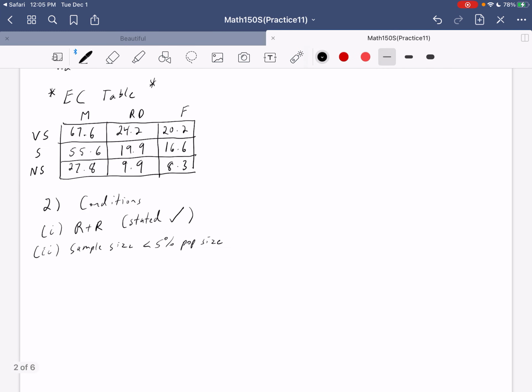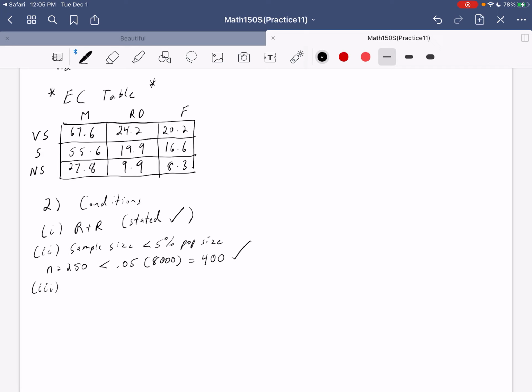So we have n equals 250. Is that really less than 0.05, which is 5% of 8,000? So we can just check on our calculator. 0.05 times 8,000, that is 400. Is that a true statement? 250 less than 400? Yep, that is all good. So we're good with condition 2.